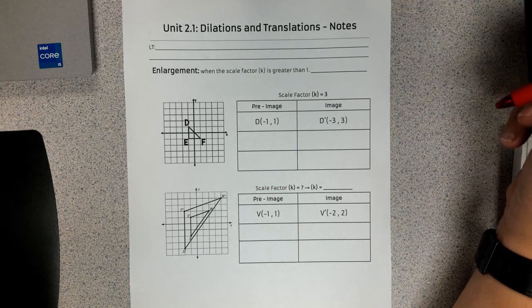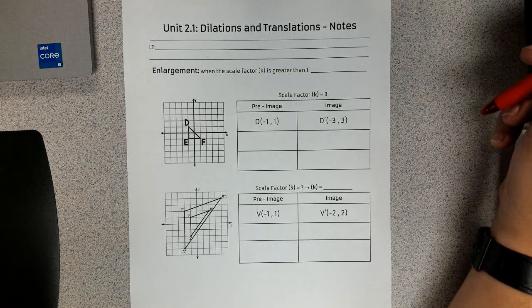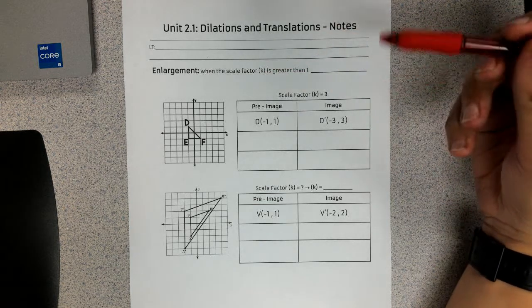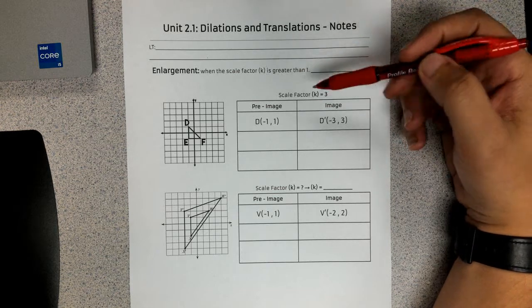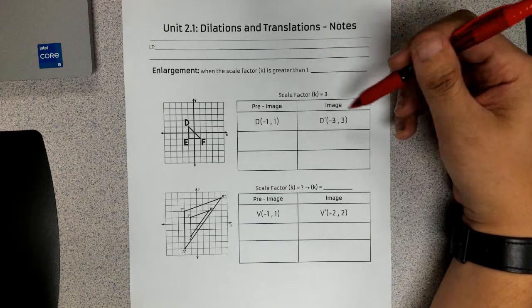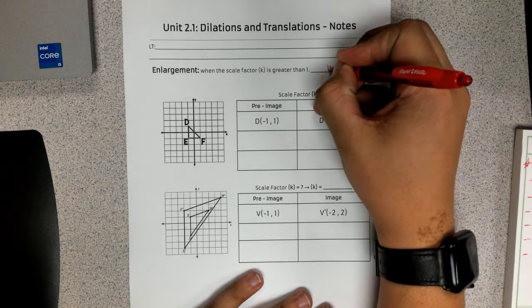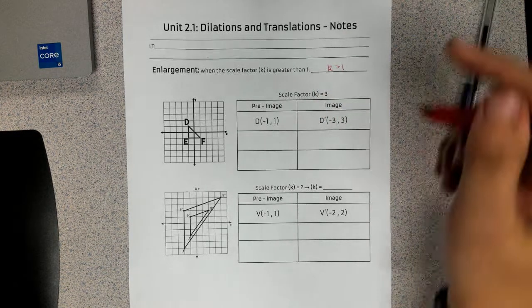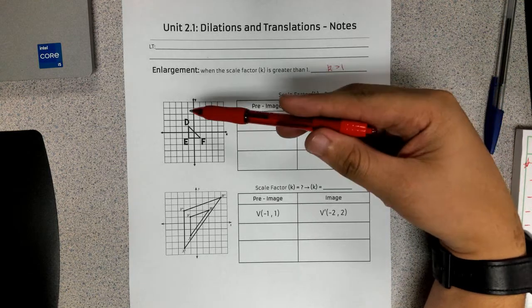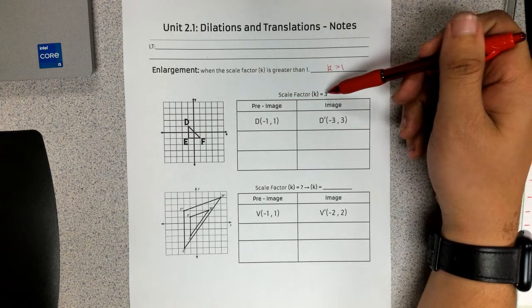Okay, this video is going to cover how to do a dilation where we are doing what is known as an enlargement. So an enlargement occurs when the scale factor k is greater than 1. So we should have k is greater than 1.